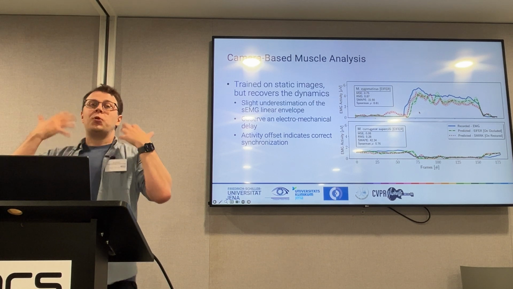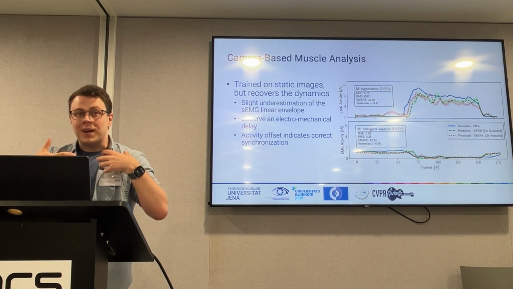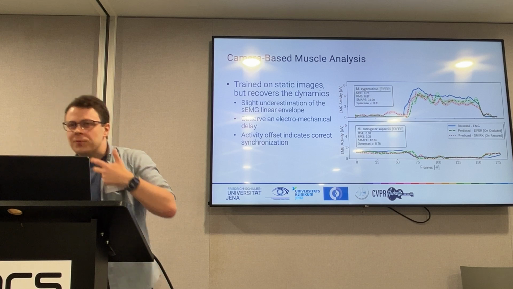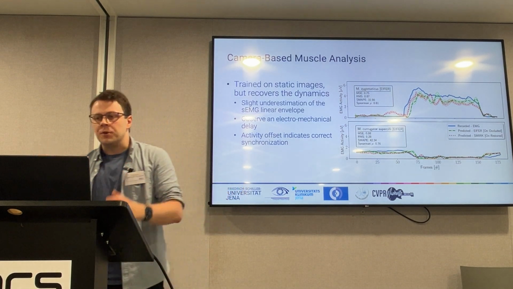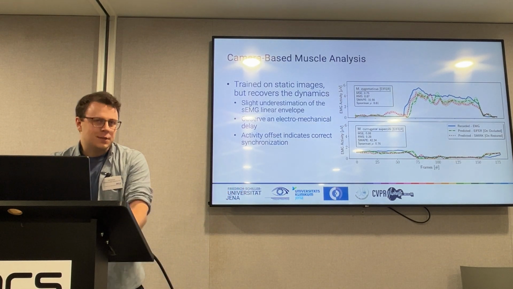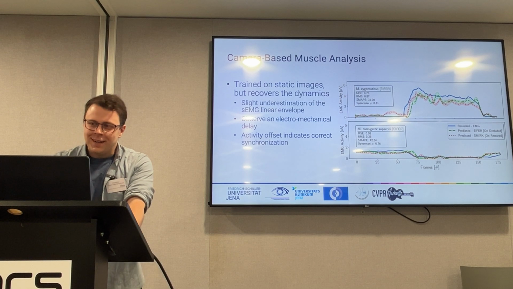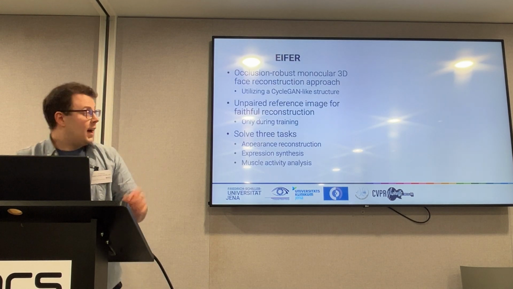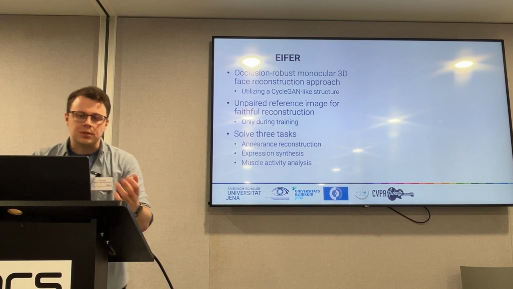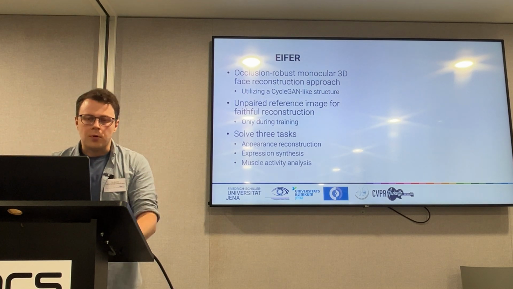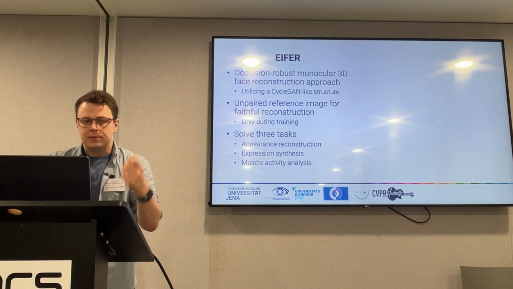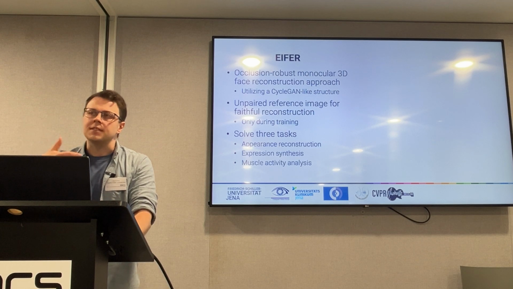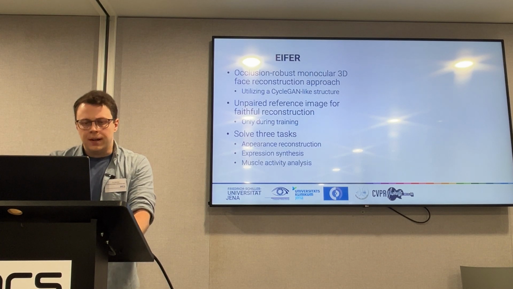So the muscle fires earlier because it has some inertia to actually activate a movement, and this movement is only later visible in the video. Our model cannot handle this because it's just trained on static images. So in the end, our proposed method, EIFER, can reconstruct, or it's a new form of more occlusion-robust monocular 3D reconstruction, and we train it in a cyclic structural manner.